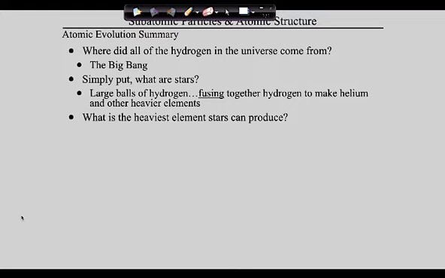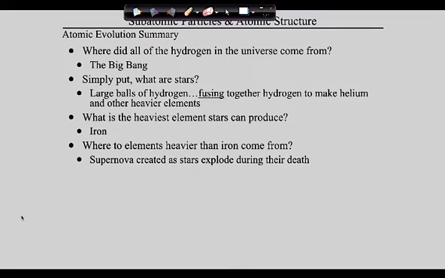Okay. So guys, what is the heaviest element then that stars can produce? Iron. So where do the elements heavier than iron come from? Supernova. As these stars explode. And then guys, finally, what happens as these supernova explode? They take those iron atoms, turn them into heavier elements. But where does this all end? What is the heaviest element in the universe? Uranium.